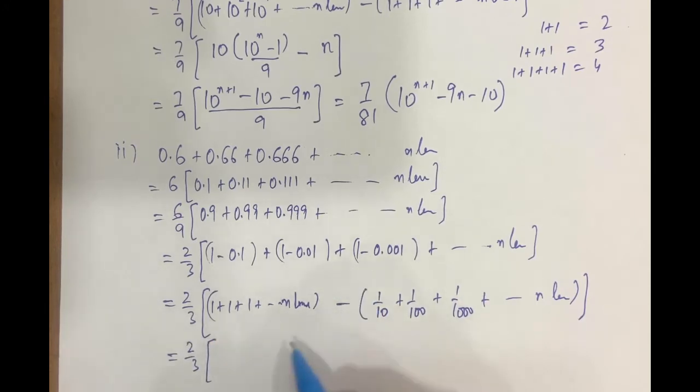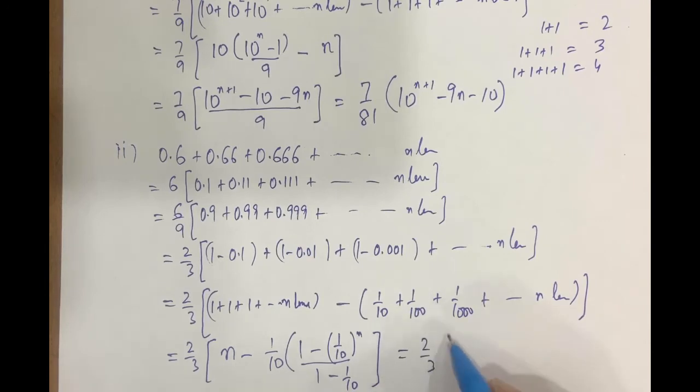1 plus 1, n times is n. This is first term 1 by 10 into 1 minus (1 by 10) raised to power n upon 1 minus 1 by 10. This is 2 by 3 into n minus, this is 1 by 10, this is 9 by 10. So 1 by 9, 1 minus (1 by 10) to the n. So this is the answer.